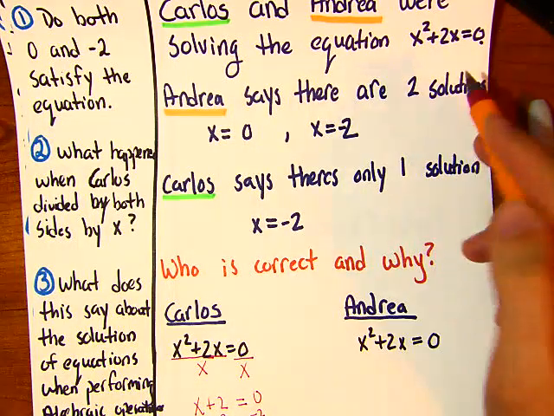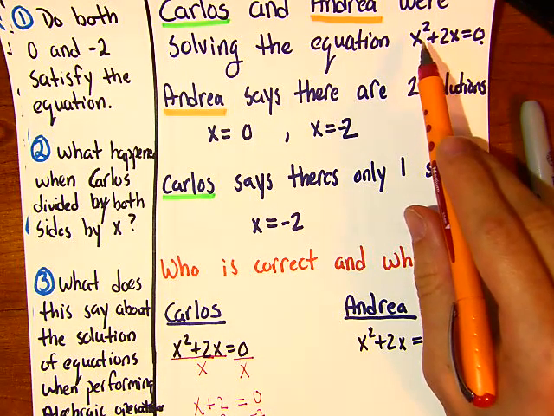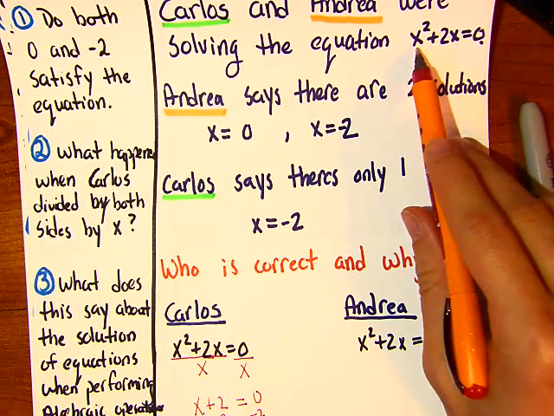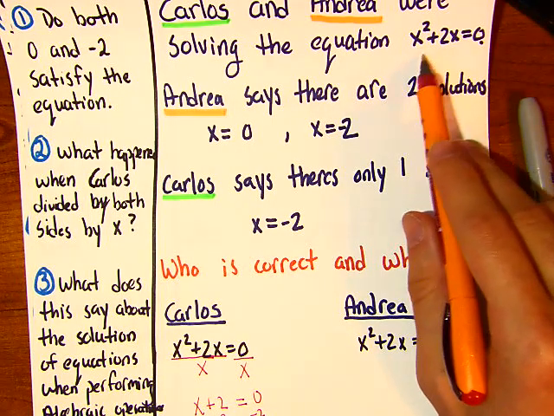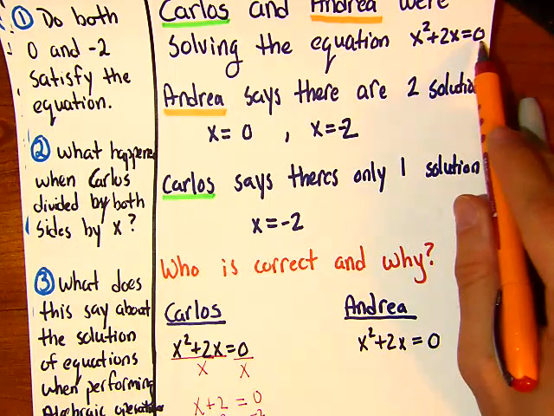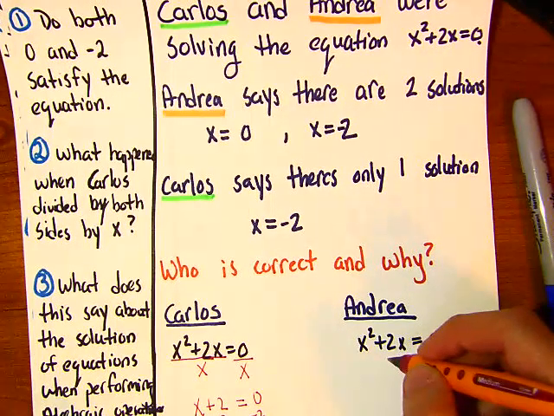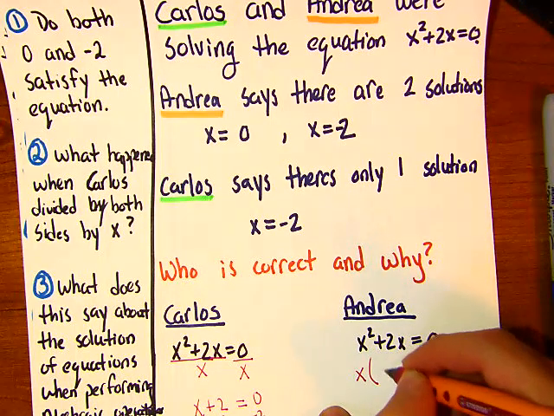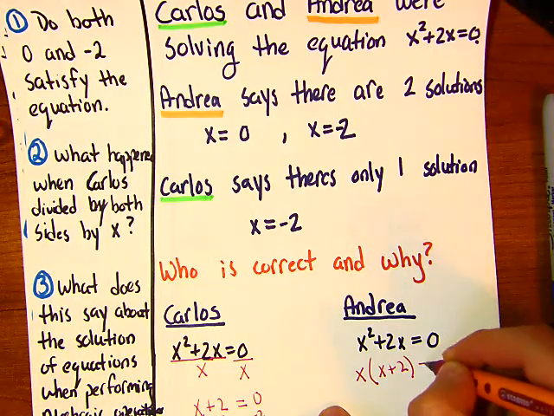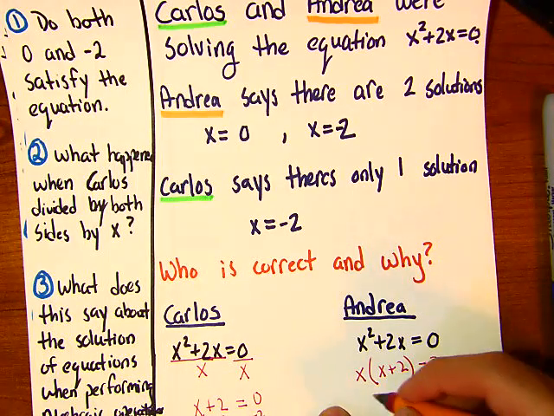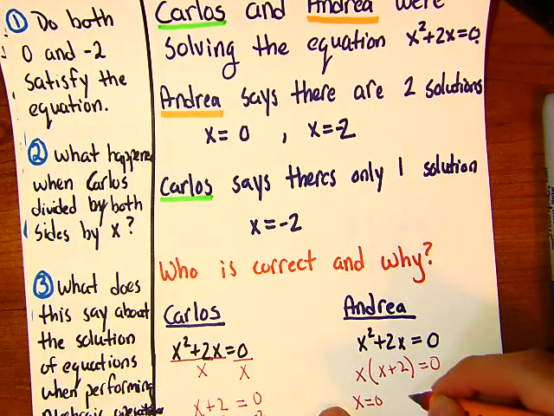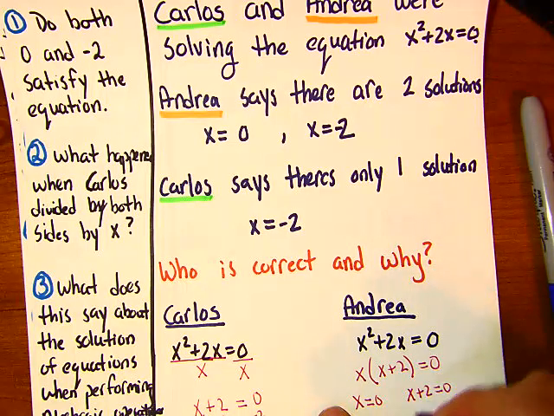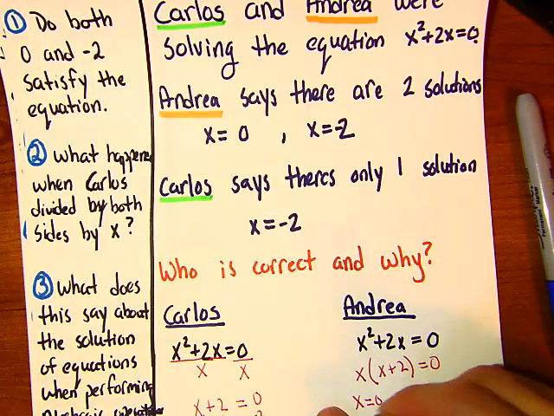If you plug minus 2 into the original equation, negative 2 squared is 4, 4 plus 2 times minus 2, 4 minus 4 is 0, so that works. But what Andrea did was she factored out an x, and she got this. And she said, well, here, x is equal to 0, and x plus 2 is equal to 0, so x is equal to 0, and x is equal to minus 2 is also a solution.